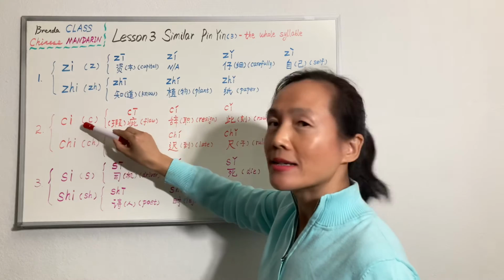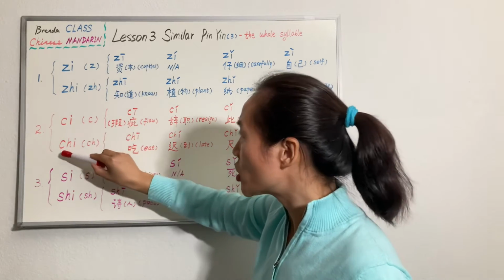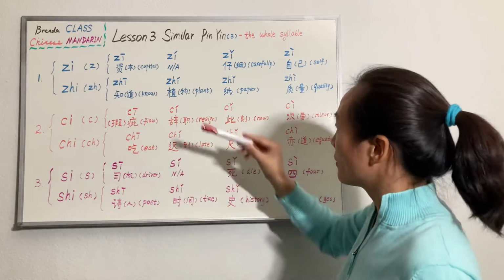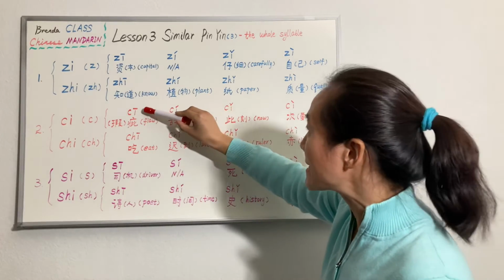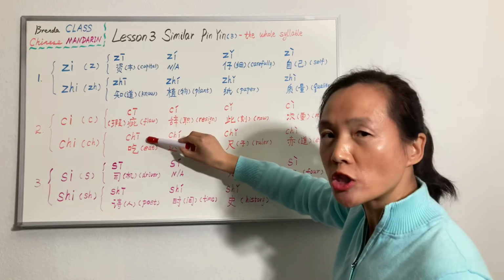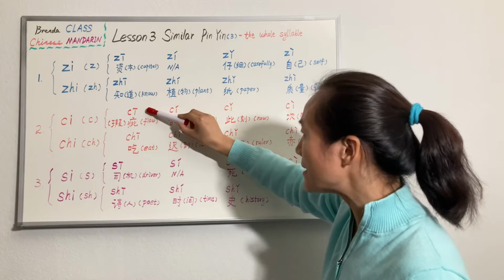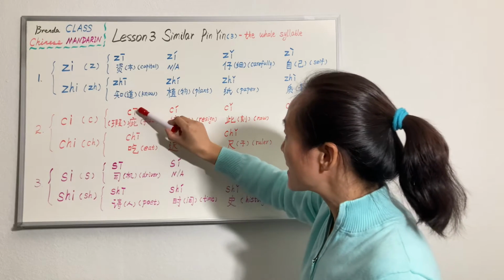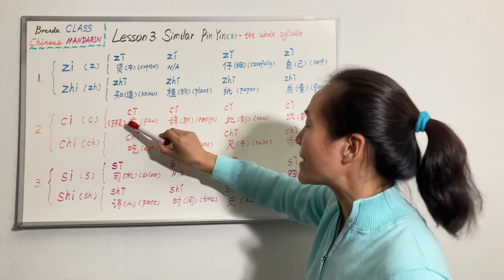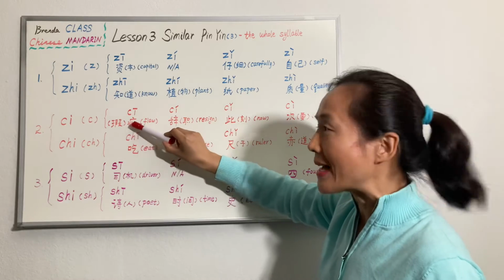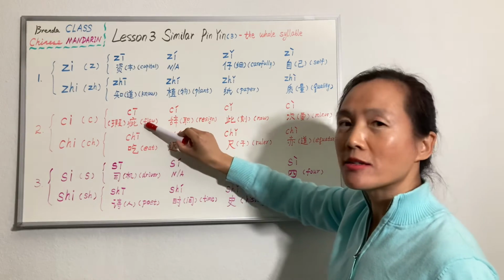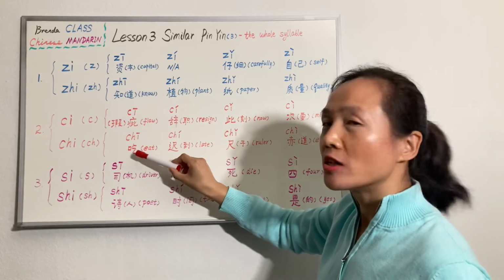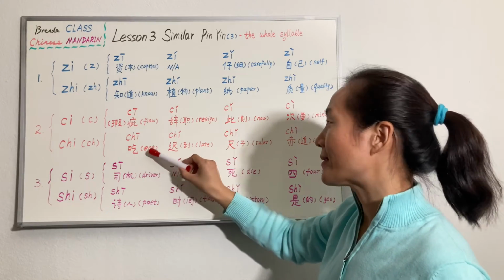吃, 吃, 吃, 吃. The first tone. 吃, 吃, 吃, 吃. 瑕疵, 瑕疵 means flaw. 吃, 吃 means eat.